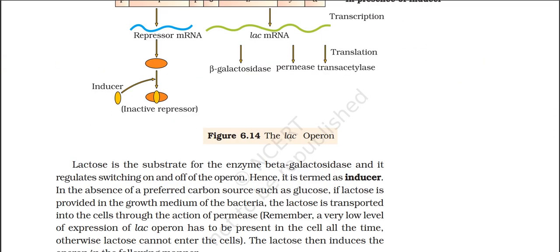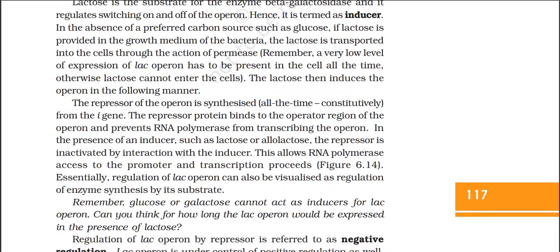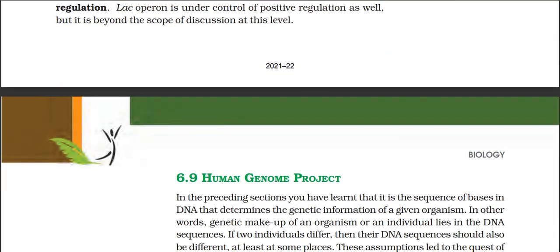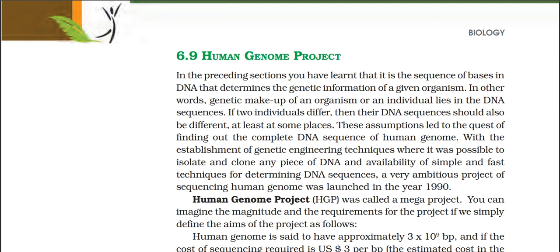In the preceding sections you have learnt that it is the sequence of bases in DNA that determines the genetic information of a given organism. In other words, genetic makeup of an organism or an individual lies in the DNA sequences. If 2 individuals differ, then their DNA sequences should also be different, at least at some places. These assumptions led to the quest of finding out the complete DNA sequence of human genome.